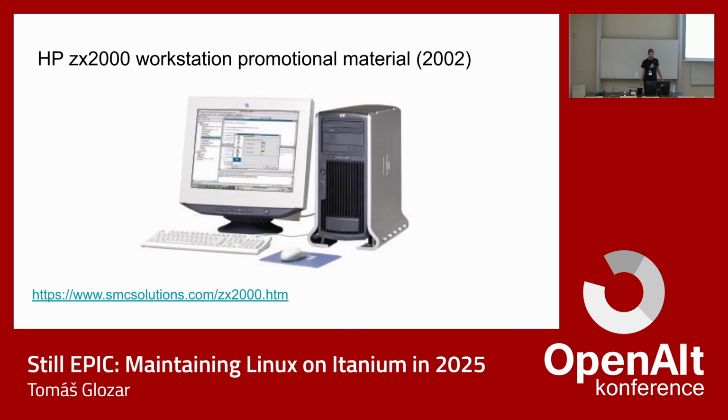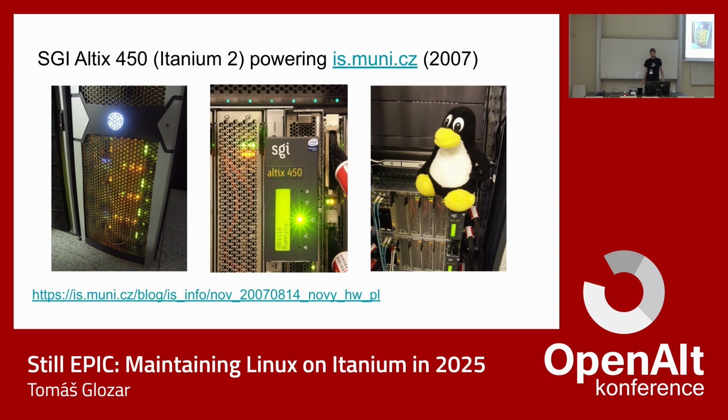And this is an HP ZX 2000 workstation, which was one of the first workstations that was created with this architecture. But there were also other machines. For example, this SGI Altix 450 server was powering the information system of Muni for some time. This is a bigger machine. It was used to run an Oracle database on Linux.